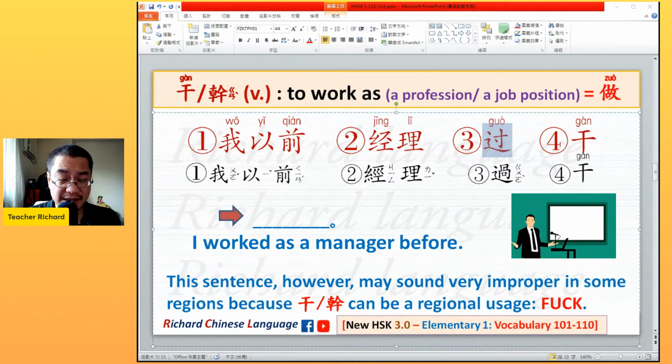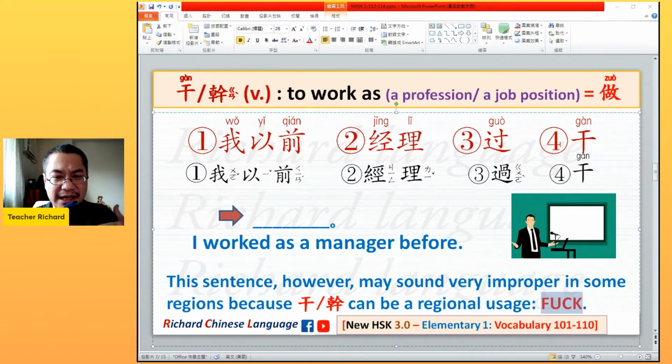My suggestion is don't use 干 in your sentences on your Chinese journey, because in many regions the word 干 is a very, very bad word to say in a sentence. Actually 干, the first tone, can be a regional usage, and it is in a lot of regions. It means fuck, and that's true.